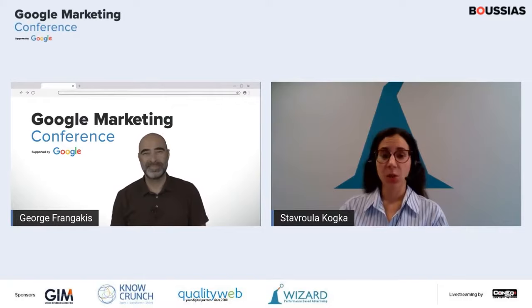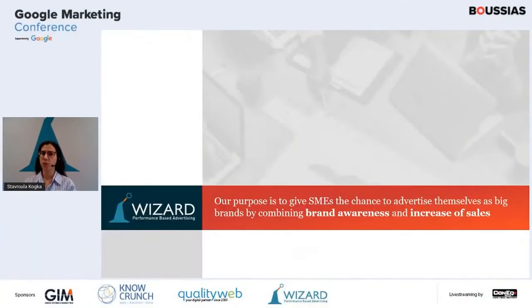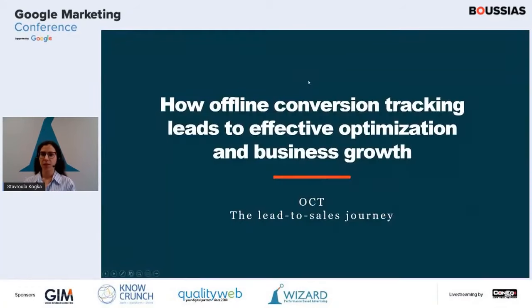Okay. So I'm Stavroula Koga, and I'm a digital marketing manager at Wizard. We are a performance-based advertising agency. And our purpose at Wizard is to give SMEs the chance to advertise themselves as big brands do by combining brand awareness and increase of sales. Now, my field of expertise is paid ads and performance marketing in general. And today I'm going to be talking about offline conversion tracking and how marketers can use it in order to develop holistic lead acquisition strategies based on actual leads and their ROAS.